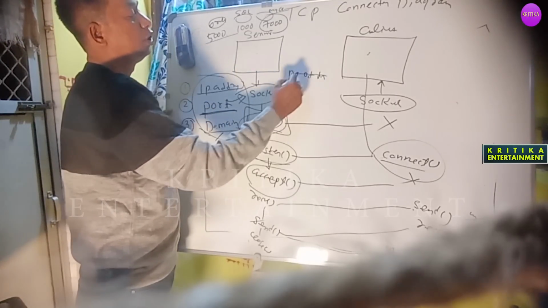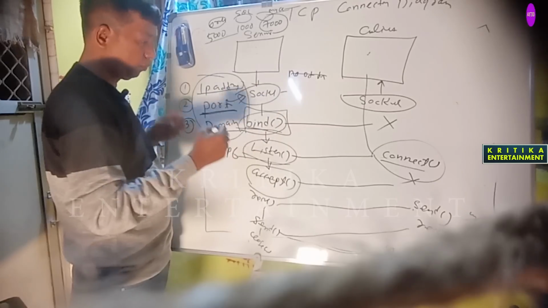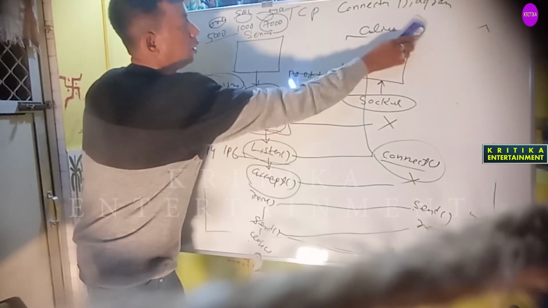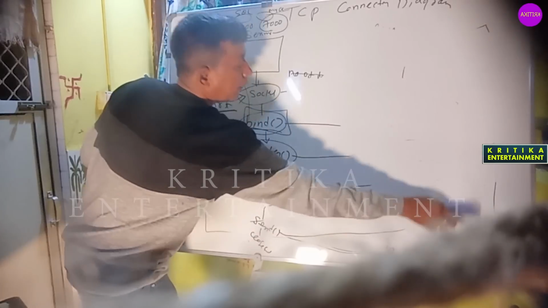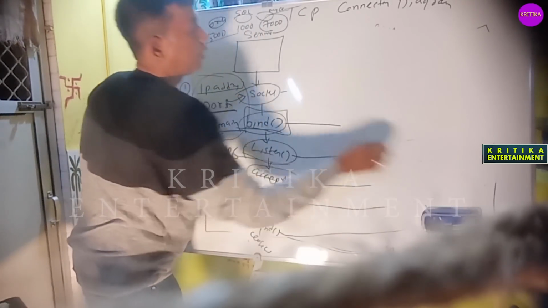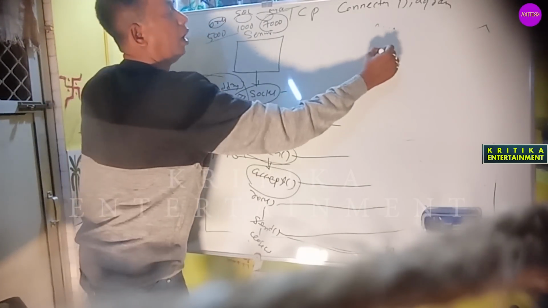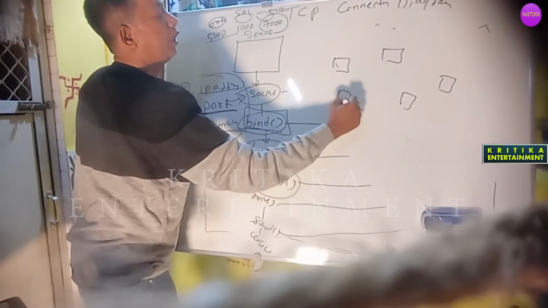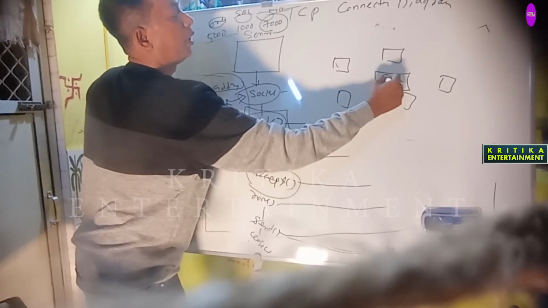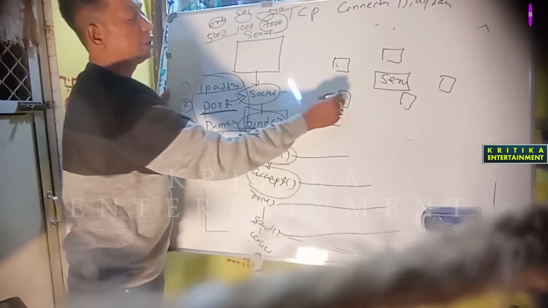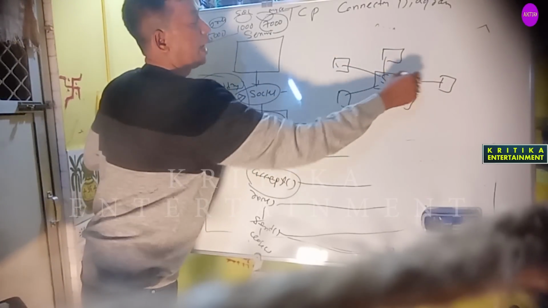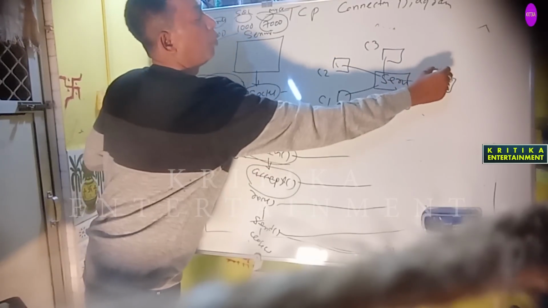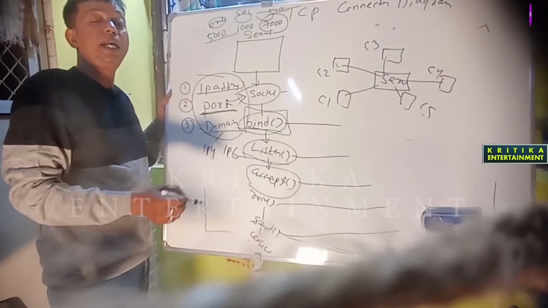I will tell you what the listen function is. Suppose this is the server and there are five clients: client 1, client 2, client 3, client 4, client 5. C1, C2, C3, C4, C5. There are five clients.